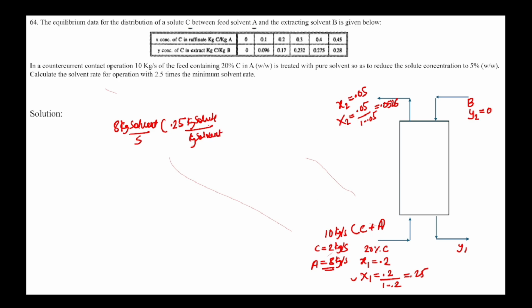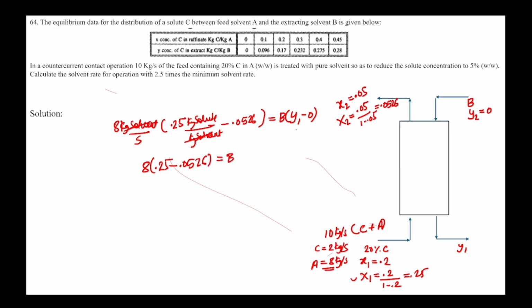Okay, minus 0.0526, the unit will be same, kg solute plus kg solvent is equal to B times y1 minus y2, which is 0. So kg solvent and kg solvent will cancel out, and kg solute will remain. So this is the solute balance. So 8 into 0.25, now I'll write directly 0.0526 is equal to B minimum value.